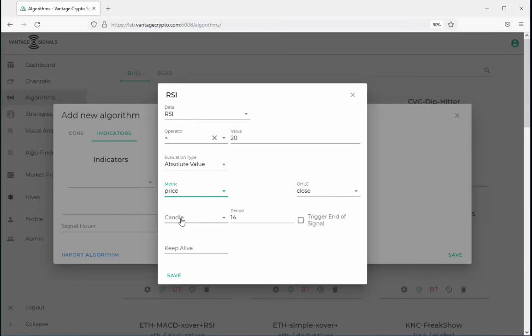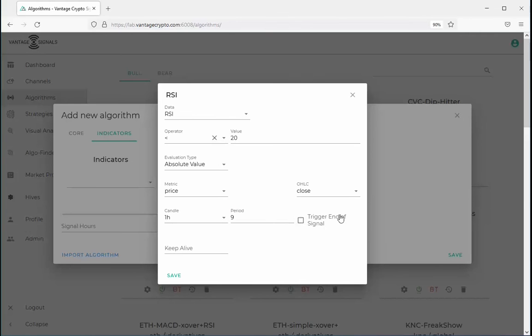Next, we should select what candle length we want to evaluate. We support 5-minute, 15-minute, 1-hour, 4-hour, and 1-day candles. We also need to set the number of periods to use in our RSI calculation. 14 periods is the most common, but we can specify whatever we want here, and we can also test this in the algo-finder with a range of values and selections from across this indicator with a brute force back test.